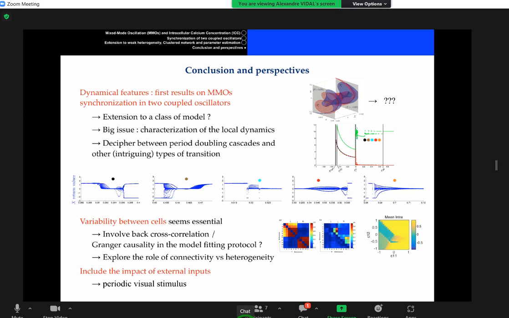They have recorded the calcium time series in motoneurons in the zebrafish under this periodic visual stimulus. We would like to reproduce this kind of experimental data. That would be very interesting to understand how the network is constructed.